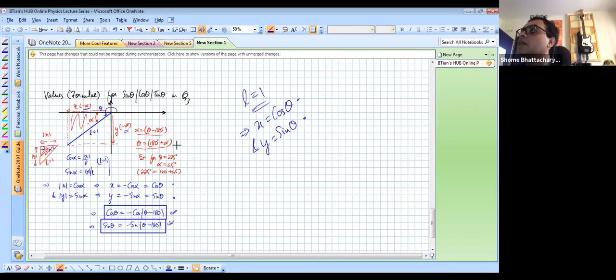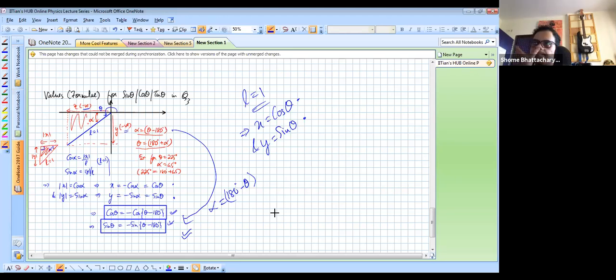And remember what is alpha? Alpha is this thing. So we are substituting alpha as 180 minus theta, and substituting x as cos theta and y as sin theta. That is how these two formulae have come. Just as for the second quadrant we had the formula that cos theta is minus of cos 180 minus theta, and sin theta is plus of sin 180 minus theta, for quadrant 3 the formula becomes: cos theta is minus cos of theta minus 180, and sin theta is minus sin of theta minus 180.